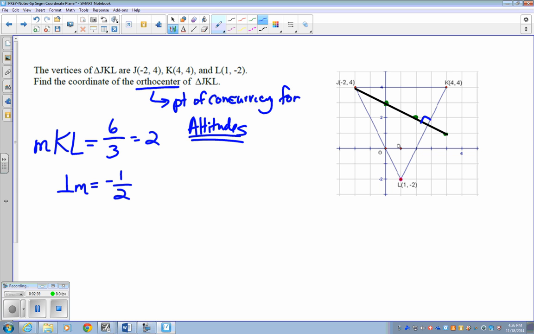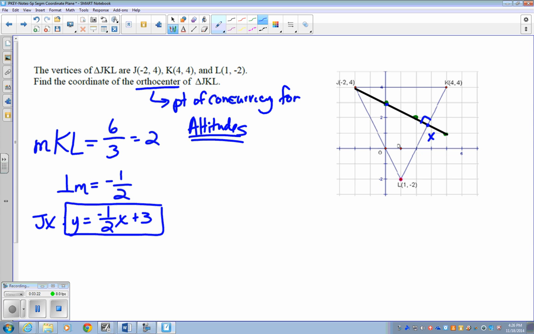Now, if I look at that line and come up with the equation of that line, I can see that this line crosses the y-axis with a y-intercept at 3. Usually I would do point-slope form for this equation, but I can work a little smarter and just see that the equation for the altitude, let's give this a point here, let's say X, would be y equals -1/2 x plus 3. So that's the equation for that altitude.